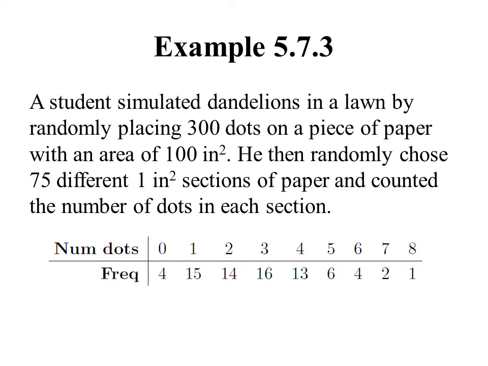So to illustrate this goodness of fit test, let's look at this example. A student simulated dandelions in a lawn by randomly placing 300 dots on a piece of paper with an area of 100 square inches. He then randomly chose 75 different 1 square inch sections of paper and counted the number of dots in each section. And so here's the data that we record. In 4 different sections we had 0 dots. In 15 sections we had 1 dot. In 14 sections we had 2 dots, and so on and so forth. So the number of dots ranged from 0 up to 8.